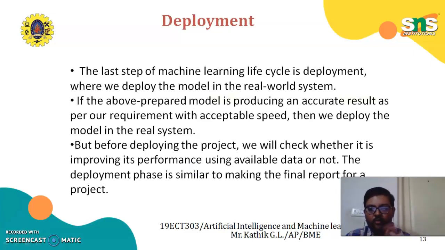After testing, we have to deploy the model onto the real time. So the last step of the machine learning life cycle or process is deploying the model into the real world system. If the above prepared model is producing an accurate or satisfying result as per the requirement with acceptable speed, then we deploy the model in the real-time system. But before deploying the project, we will check whether it is improving its performance using available data or not. The deployment phase is similar to making the final report of a project.